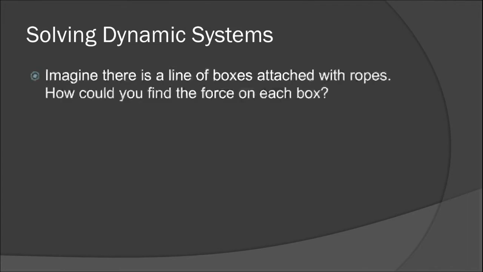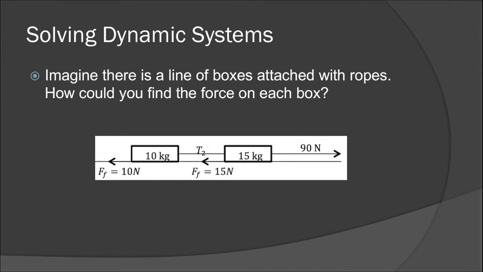Any group of objects that you decide that you're going to work with is considered your system. Imagine you have a line of boxes that are attached with ropes. How could you find the force on each of these boxes? So here, these two boxes are attached together. If this object is moved towards the right, this 10 kilogram box will follow it. Here, you are pulling on this 15 kilogram box with 90 newtons. You are not directly pulling on this 10 kilogram box. But here, a rope attached between 10 and 15 is acting as a second tension force that is pulling the 10 kilogram box along.